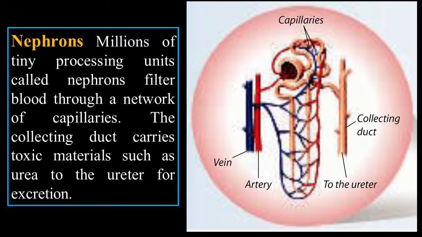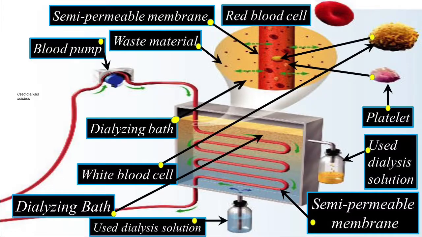Here's the filtering apparatus, a nephron. Millions of tiny processing units called nephrons filter blood through a network of capillaries. The collecting duct carries toxic materials such as urea to the ureter for excretion, and then it goes out the urethra. So the ureter is between the bladder and the kidney, and the urethra is between the bladder and expulsion.